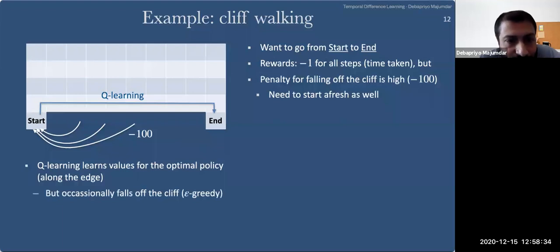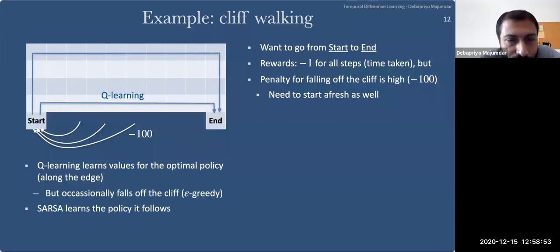But occasionally, what can happen is that it may fall off the cliff, because in practice, when you actually follow, you will do epsilon greedy, so you may fall off the cliff. And SARSA, on the other hand, learns the policy it follows, so it will try not to go to the edge much, and it may actually learn a safer policy.